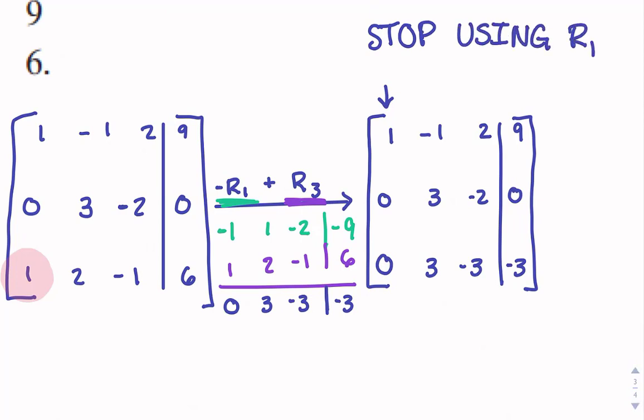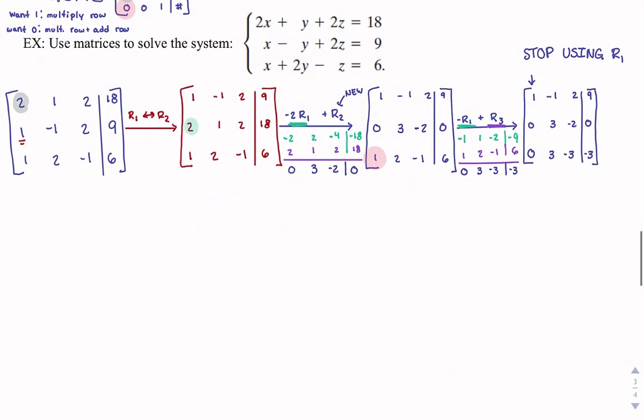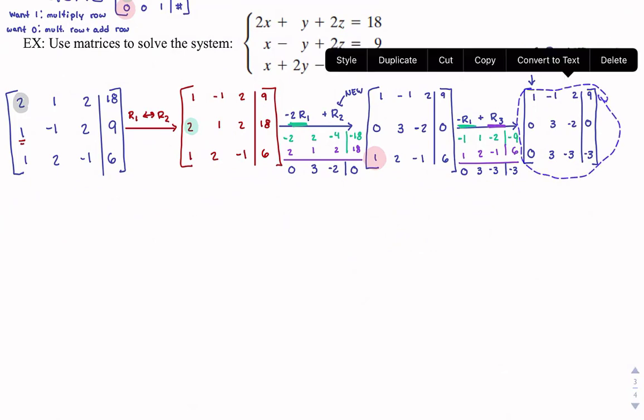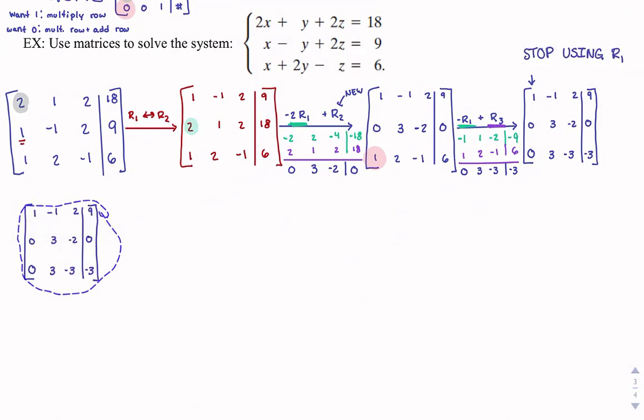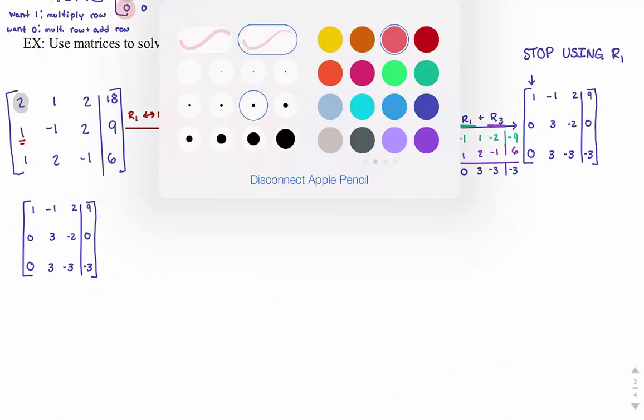So now my choices start to lessen. I can only use rows 2 and 3. So I'm just going to move my matrix down so I can work. Okay, taking a look here.